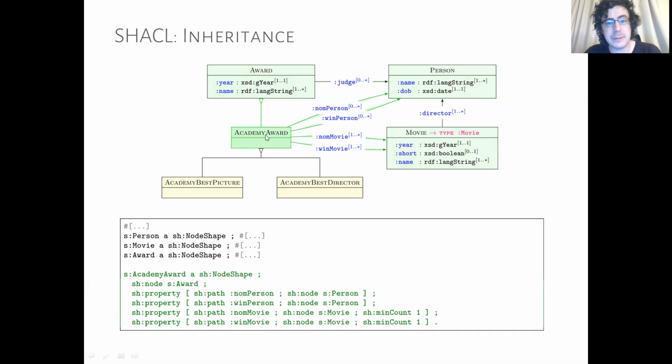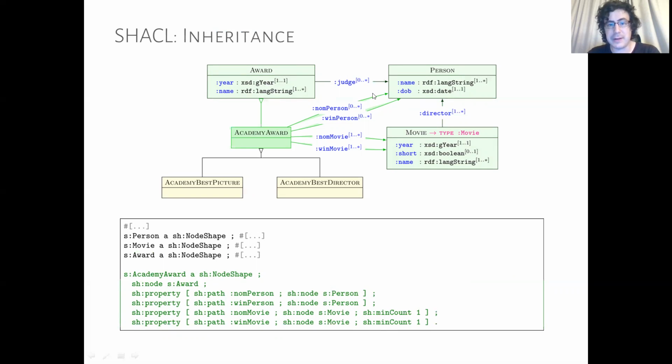We have Academy Award. What's interesting here is that we have an inheritance. So how do we express that? We express that with node award. So we see that directly on the node shape, we say that all nodes here must satisfy also the node shape award. So the difference is that this is not inside a property. It doesn't have a path associated with it. It means directly that the nodes targeted by the Academy Award shape must also satisfy the award shape.